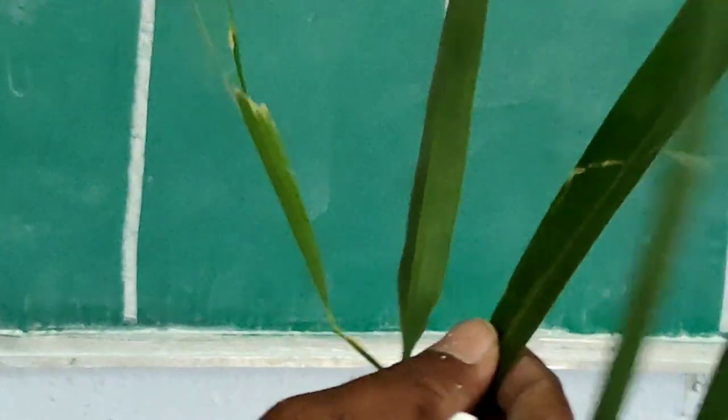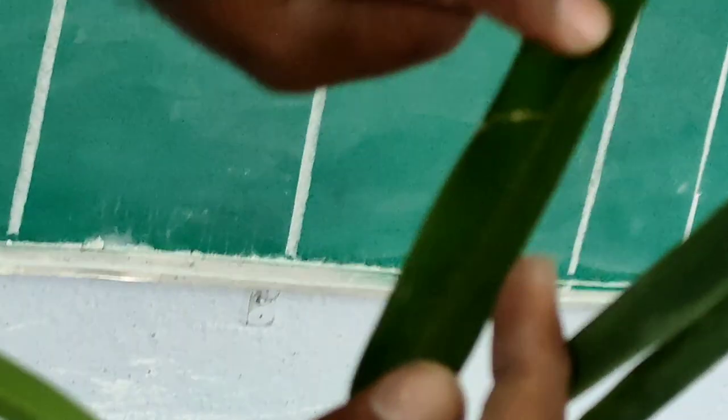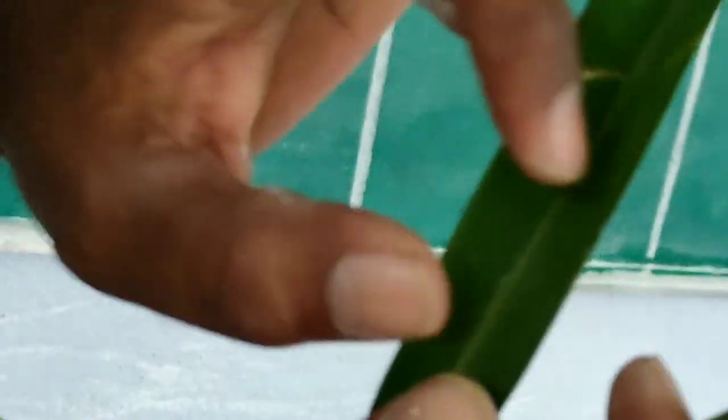Then, what is the venation we see in the bamboo leaf? Just recollect, the veins are arranged parallel to one another. This is the mid vein. All the veins are arranged in a parallel manner, one to another, all over the lamina. That's why it is called parallel venation.